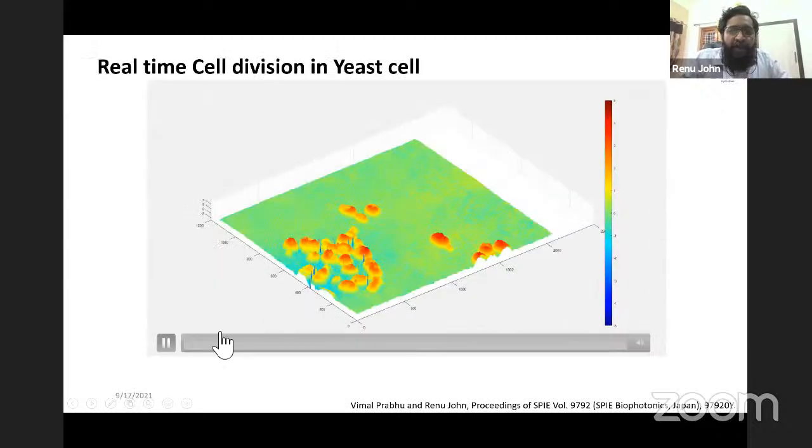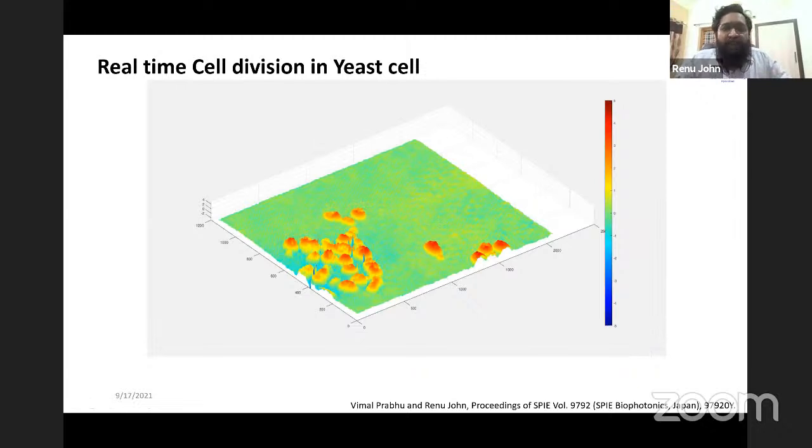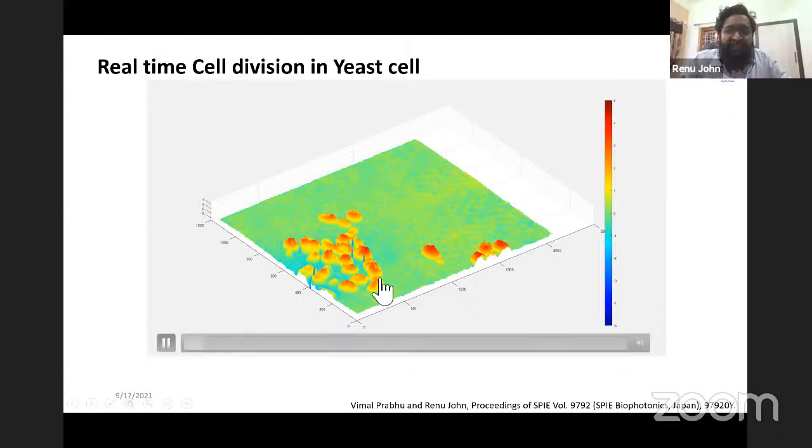These are a bunch of yeast cells which are quite fast dividing. So you can see the division of yeast cells right away under the microscope. You can see them dividing and separating out and growing.